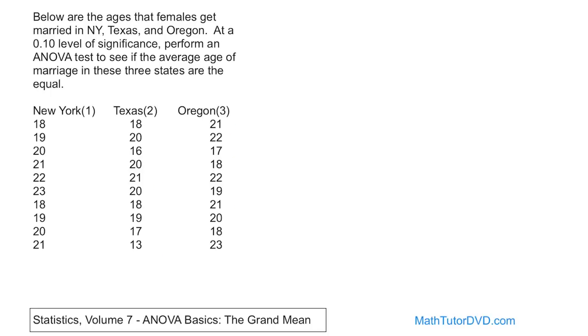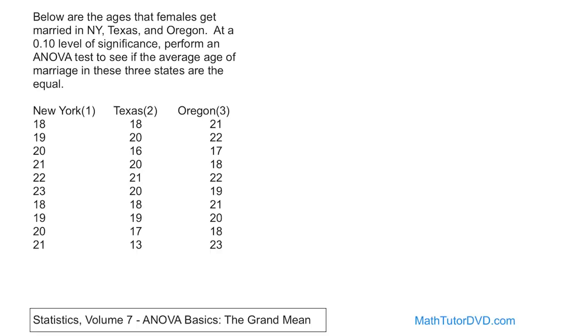So this is another example. The population that we're studying is the entire New York female population, the age that they get married. The population here is all the females in Texas. The population here is all the females in Oregon, but we can't sample everybody. We just can't do that because there's not enough money or time. What we want to do is perform an analysis of variance test to see if the average age of marriage in these three states are equal. So again, analysis of variance, 3 or more populations, in this case 3, but we could have Louisiana and Kentucky and Florida if we wanted to. We could continue doing testing and do them all at once.